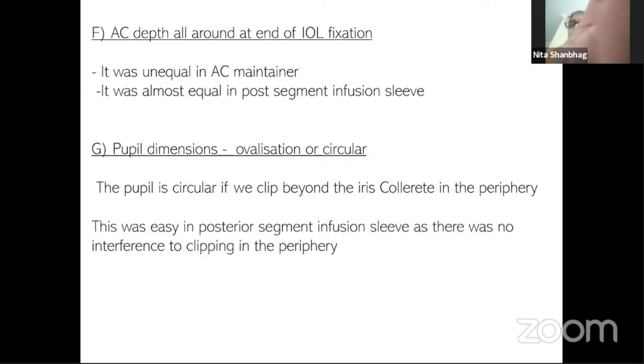The depth of the anterior chamber all around at the end of IOL insertion was unequal with the AC maintainer. However, it was almost equal with the posterior segment infusion sleeve. The pupil was circular if we clip it beyond the iris collarette in the periphery. This was easier with a posterior segment infusion sleeve, as there was no interference to clipping in the periphery.